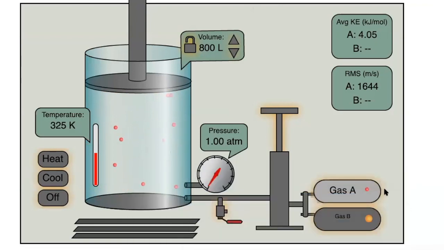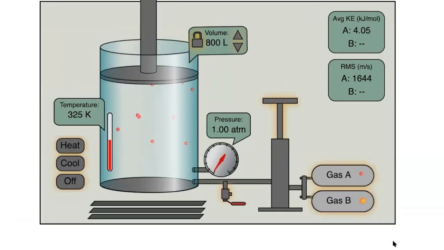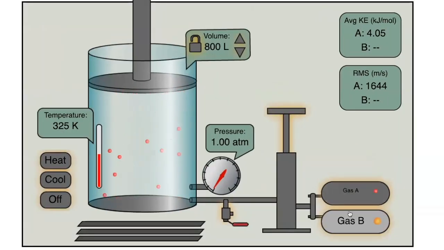So first of all, you have gas A or gas B. You can switch the gas depending on what you click on. You can have both gases on or just one of the gases. Let's see if I can increase that. In this particular case, I'm going to just do gas A, and that's what the direction calls for.